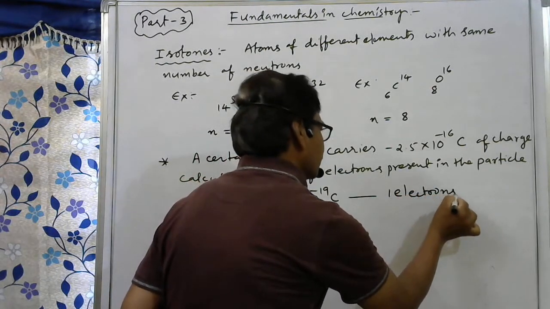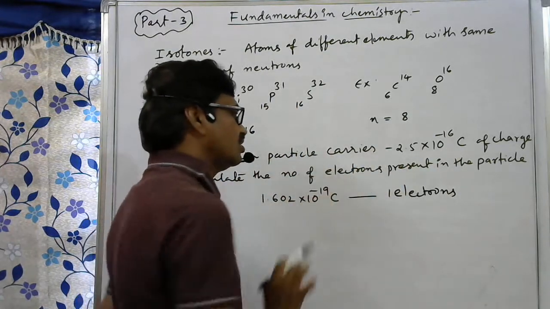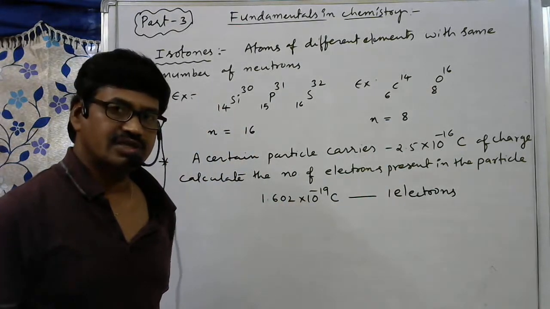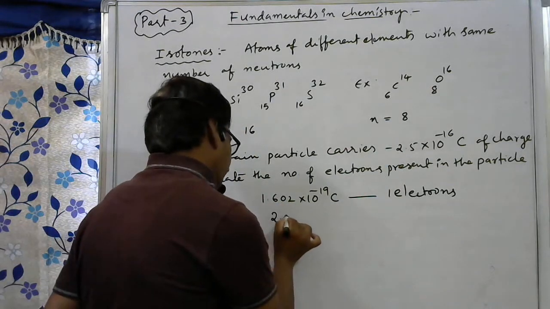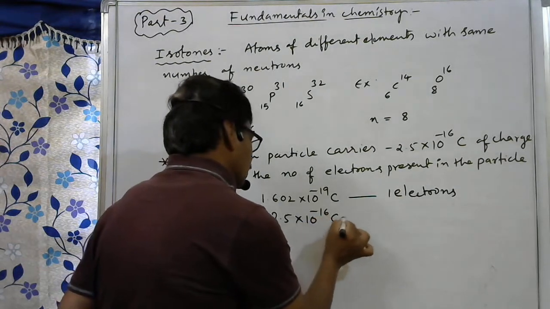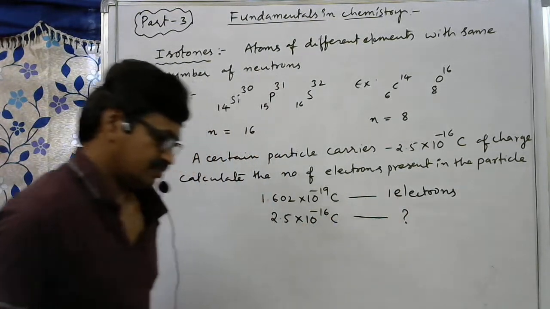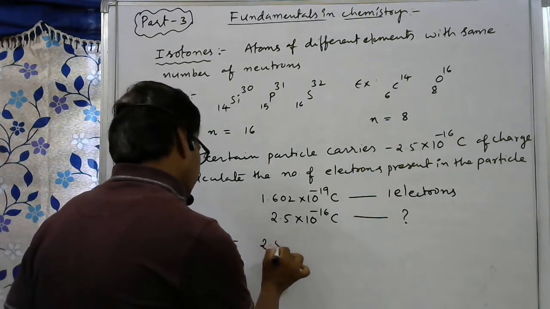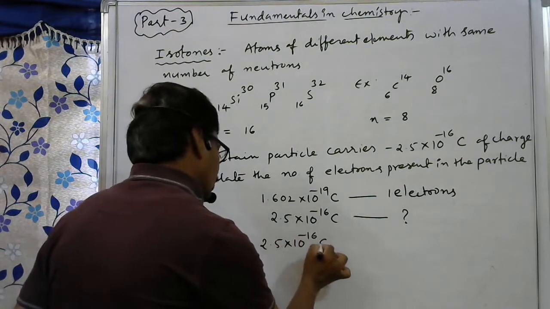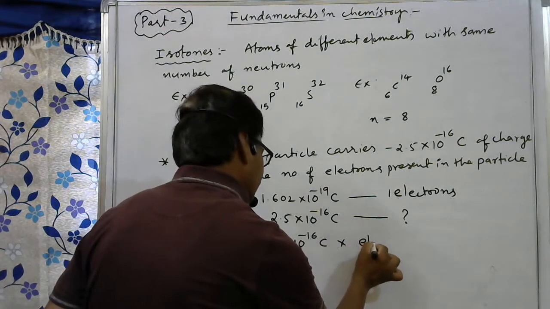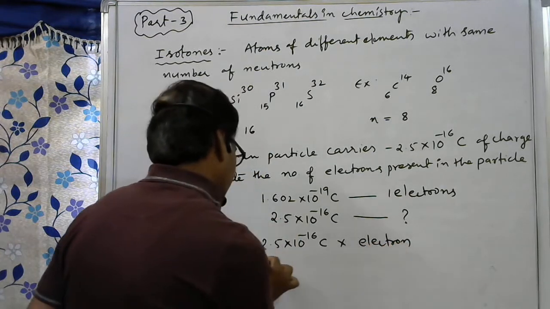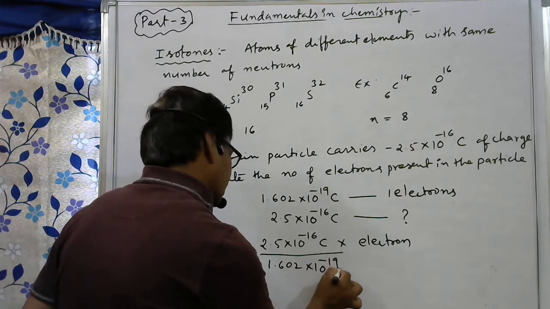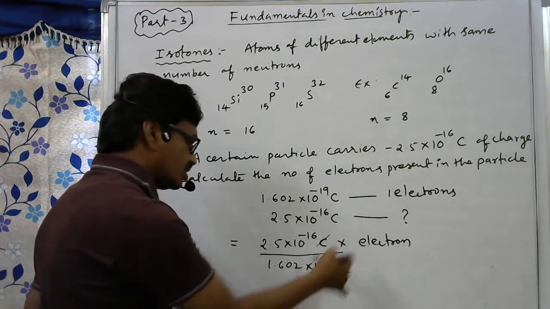So they are asking about this much charge. Here minus is just the sign of the charge value. You should not consider that negative sign in the calculation. Already I told you. So 2.5 into 10 power minus 16 coulombs of electricity means how many electrons? Just do a cross multiplication. It is equal to 2.5 into 10 power minus 16 coulombs into 1 electron, divided by 1.602 into 10 power minus 19 coulombs. These coulombs get cancelled, electrons remain.